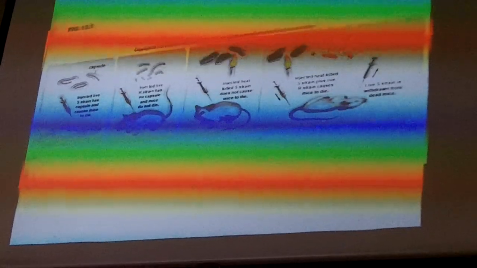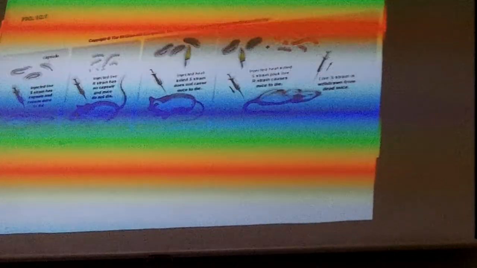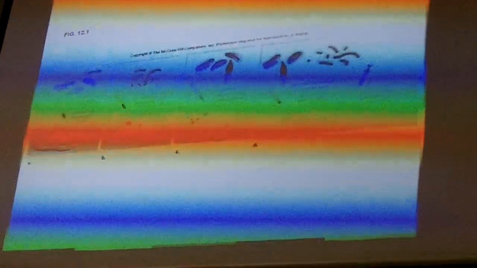If you inject mice with R-strain bacteria, the mice survive. So the S-strain bacteria kill the mice, the R-strain bacteria don't kill the mice. Okay?